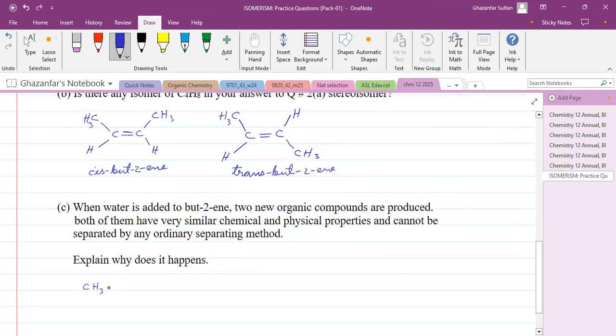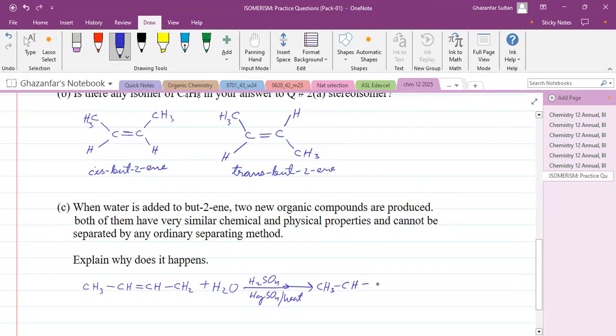So see here, in some specific conditions, this butene is converted into C, water, and the condition is sulfuric acid and mercuric sulfate and heat for some time. So what would be the product? This is the addition reaction.